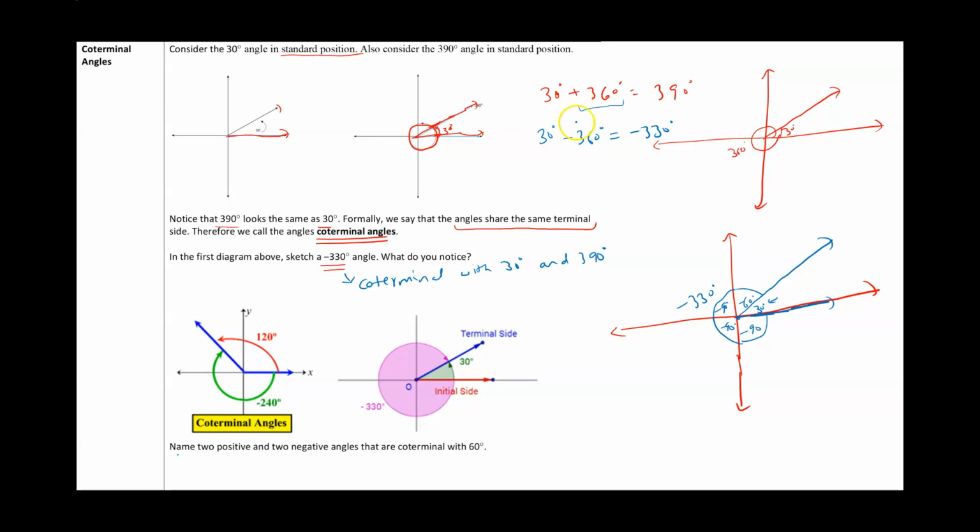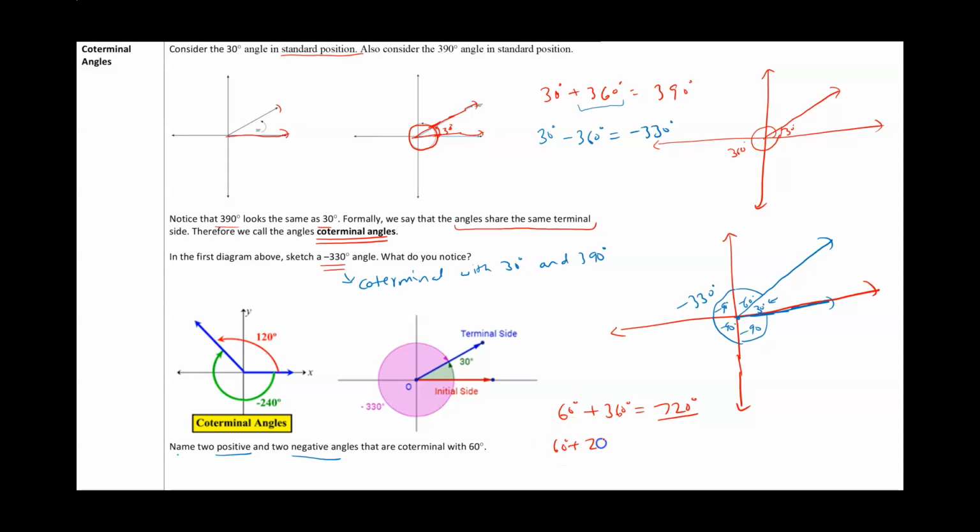So when we add and subtract 360, we get coterminal angles. Here it says name two positive and two negative angles that are coterminal with 60 degrees. So let's go ahead and do that. If I take 60 degrees and I add 360 to it, that's a full rotation, I end up at the same terminal side. That's going to be 420. That's one positive coterminal angle.